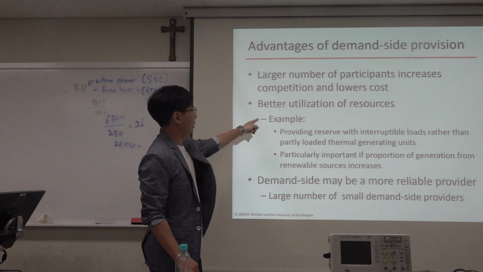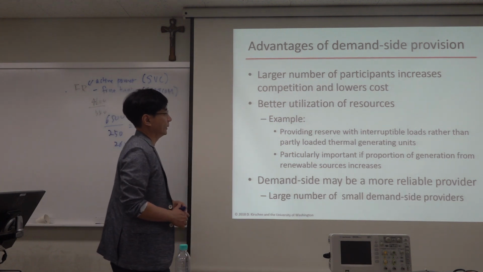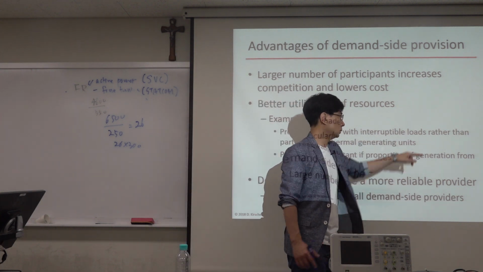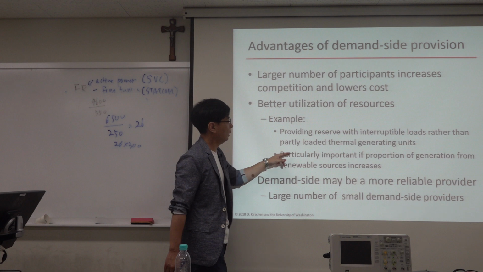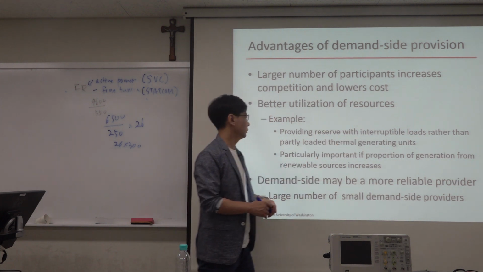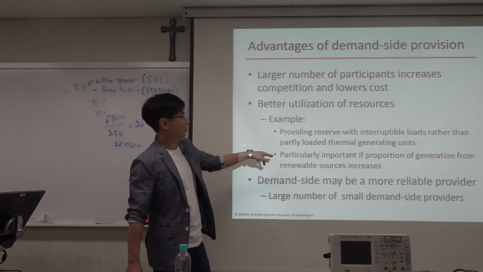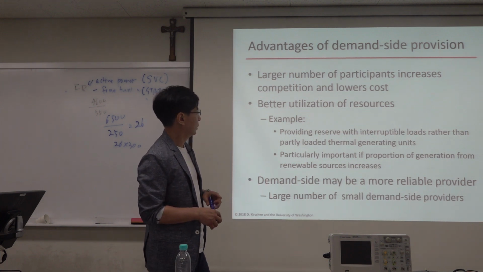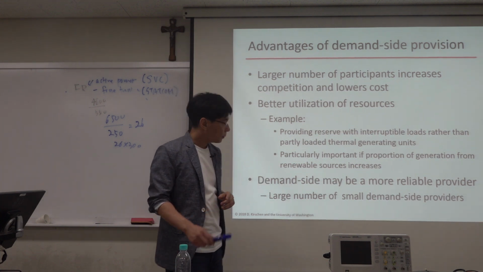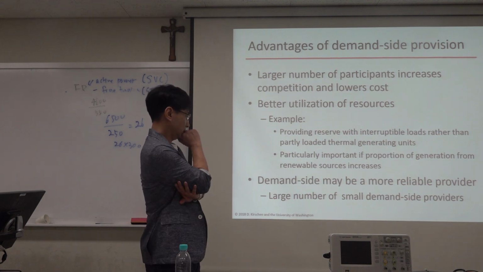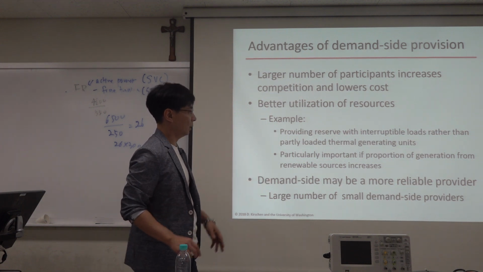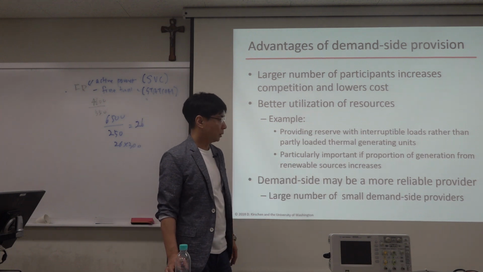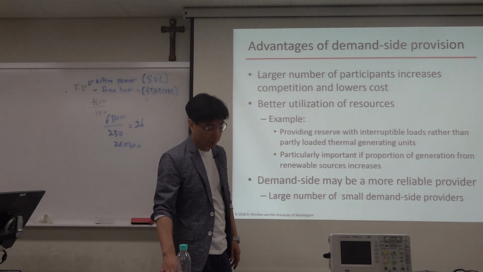So yeah, better utilization of resources. So providing reserve with interruptible loads rather than partly loaded thermal generating units, that would be better. Particularly important if proportion of generation from renewable sources increases. So yeah, demand side may be a more reliable provider, especially when large number of small demand side providers exist.